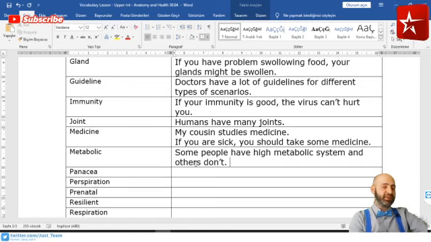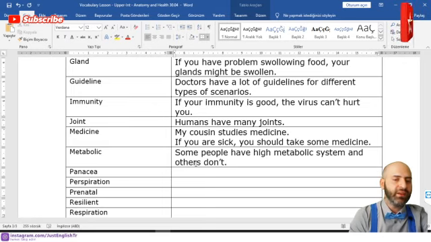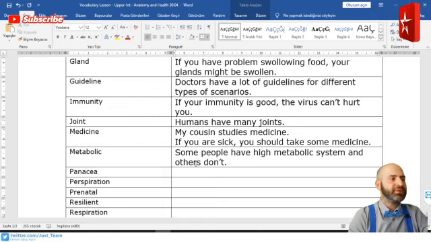The next word that we will learn for this lesson is panacea. It's not English word, of course it comes from Latin, and panacea is something very similar to medicine. Everything that can treat you, we can say that it is panacea, okay?